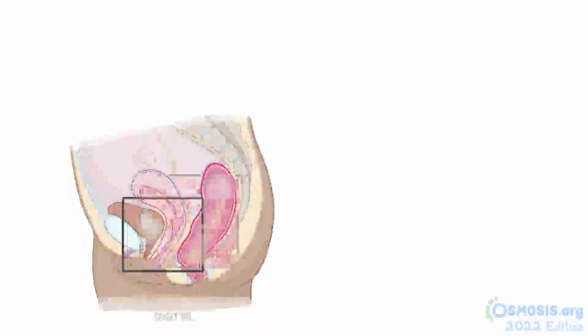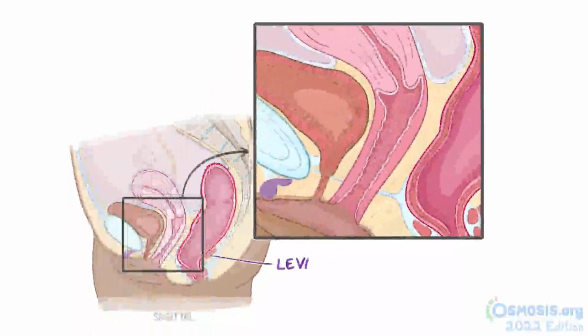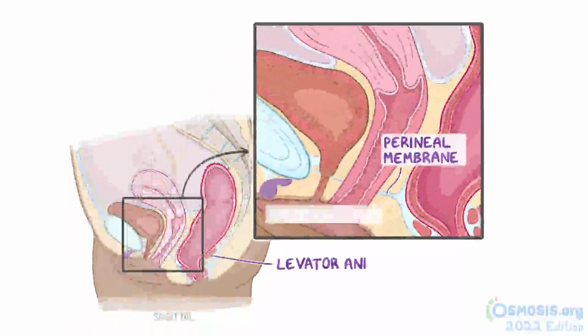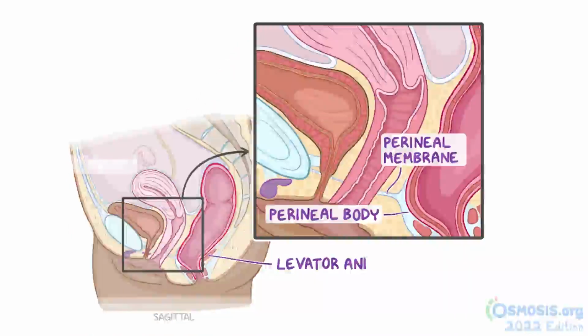The lower surface of the uterus is supported by structures of the pelvic floor, including the levator ani, perineal membrane, and perineal body. The uterus is also supported by its position over the bladder, especially in an anteverted, anteflexed orientation.